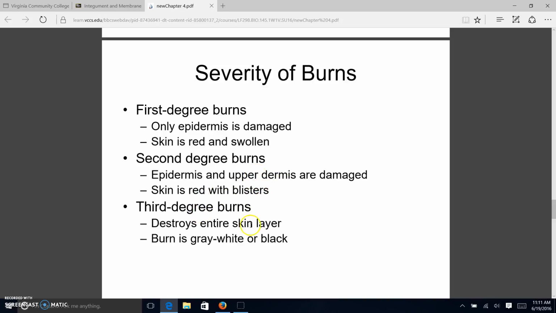Okay, third degree burns are the worst of these three. Obviously, it's going to destroy all of the skin, both the epidermis and the dermis, and sometimes it will even burn the nerve endings. So it's usually gray, white, or black. Now, I think they've got a different way of describing these now, and it may have a few more subcategories. But anyway, those of you that are in the emergency medical service, I'm sure that's something you've gone over. But we'll just go with these since this is what the book has.